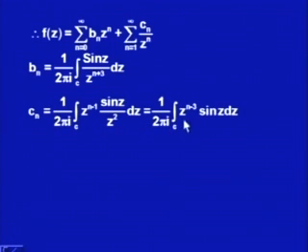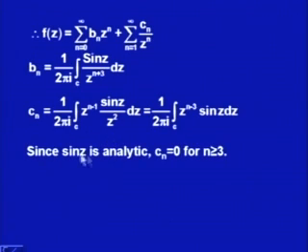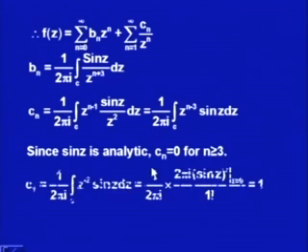So, this simplifies to the integrand z raised to power n minus 3 sin z dz, and 1 upon 2 pi i is to be multiplied. This is the formula for Bn and Cn. Since sin z is analytic, Cn is equal to 0 for n greater than or equal to 3. So, if n is greater than or equal to 3, these terms will not appear and all Cn's will be 0. So, we need to calculate only C1 and C2.